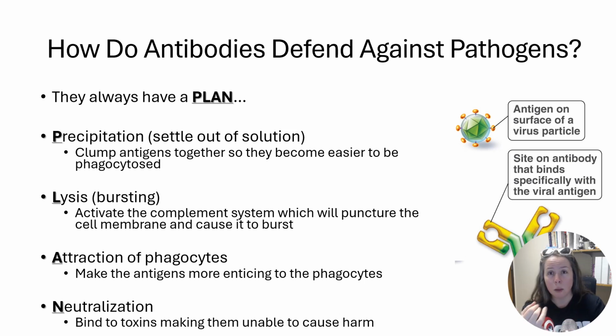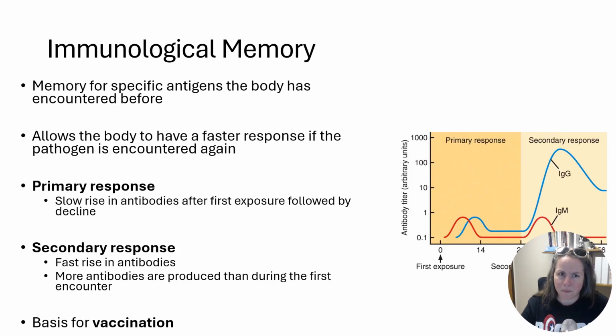So we can clump our bacteria cells. We can cause them to rupture. We can make whatever the pathogen is look more delicious, or we can neutralize a toxin. So that is what your antibodies do to help in your immune response.